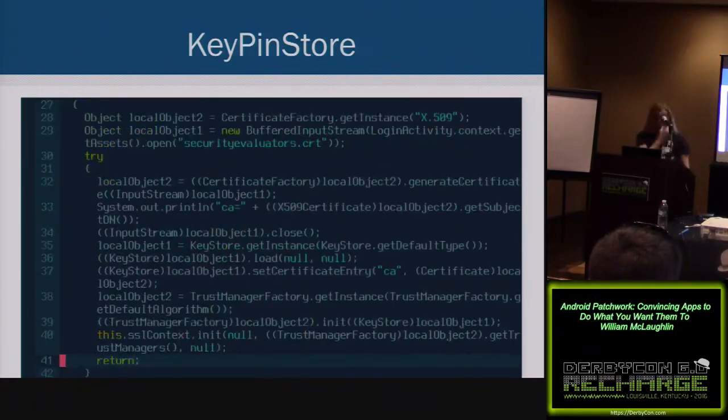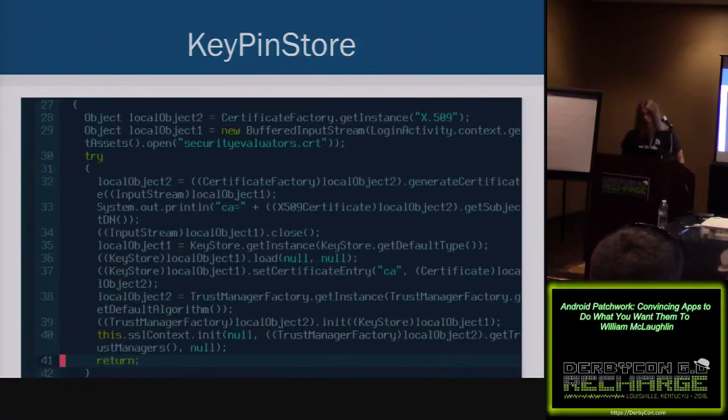There's a lot of code. I'm going to step through it real quick. First thing that happens is a local object called localObject2 is declared. It is a certificate factory of type X509. Next, we have a buffered input stream that is opening a file called security-evaluators.crt. Now, this is likely the certificate that the Android application is pinning. We know that because I work at security-evaluators.com, at Security Evaluators, right? And it ends in .crt, which is a typical certificate file extension.